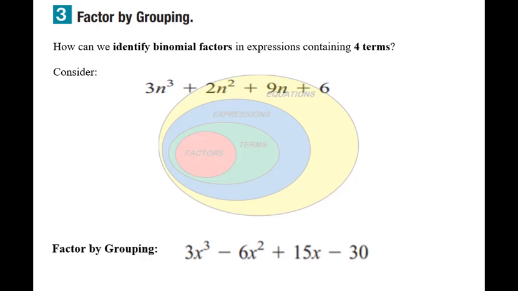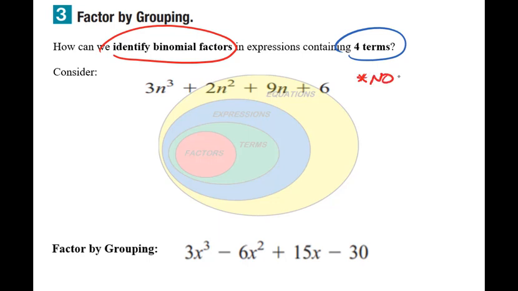All right, factor by grouping. This is a specialized factoring strategy that helps us identify binomial factors in expressions containing 4 terms. This is important. If we're going to try to factor this expression, we see that there's 4 terms. And in the terms, I just want you to notice that there's no greatest common factor.